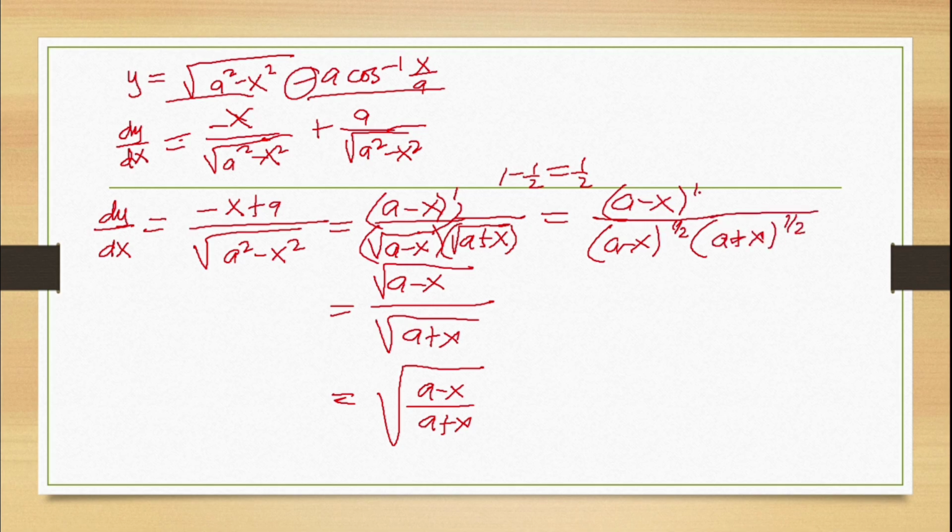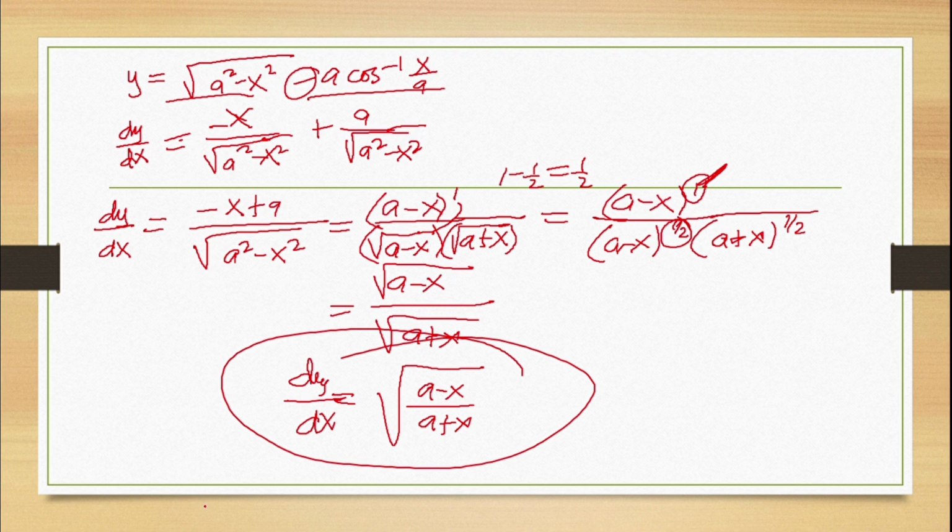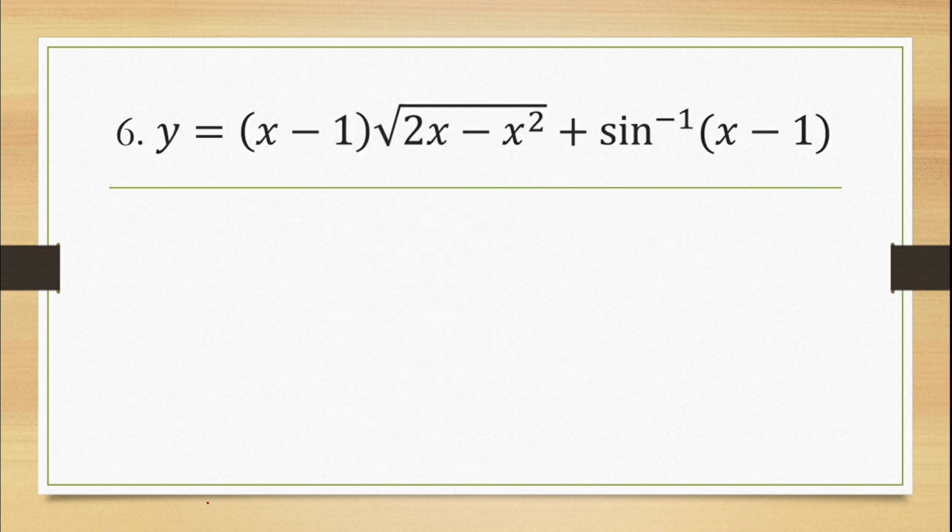So it's 1 minus 1 half. So, the exponent is greater on top. So, therefore, a minus x is on top. So, therefore, this is dy over dx. So, that's the result for this part number 5. Okay, square root of a minus x over a plus x. Okay, so let's proceed now with number 6.